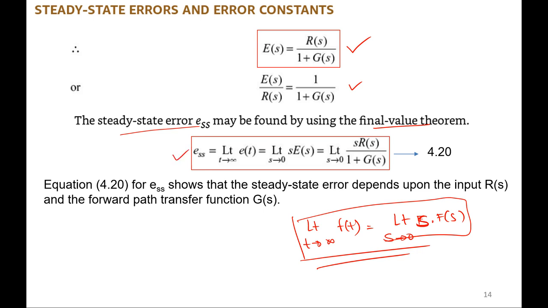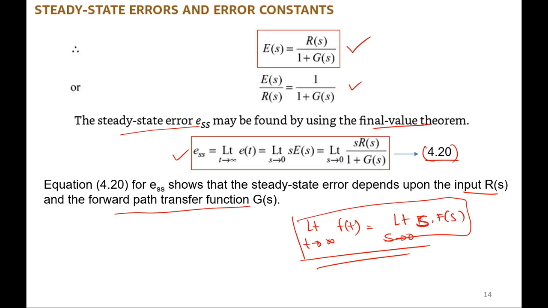We can observe the steady state error depends on the type of the input r of s and the forward part transfer function g of s. Is it fine? Okay. Right now we will not substitute s equal to 0. We will make use of this general equation of steady state error for other types, type 0 system, type 1, we'll see next. And this equation 4.20, in order to maintain uniformity with the textbook, I have written the equation numbers. This equation 4.20 for ESS shows the steady state error. It depends on the input R of S and the forward part transfer function G of S. Already I told this. Is it fine?